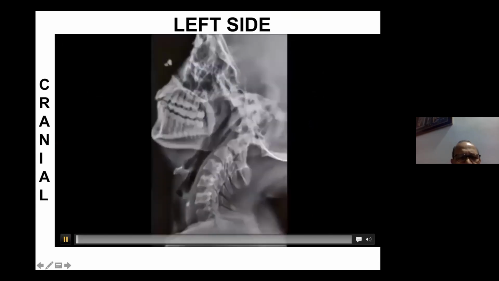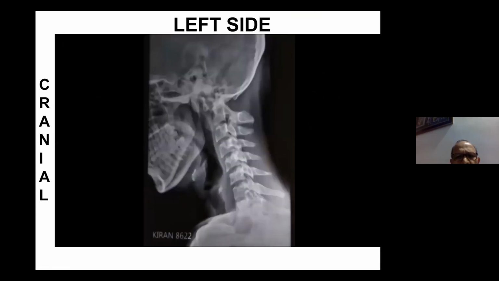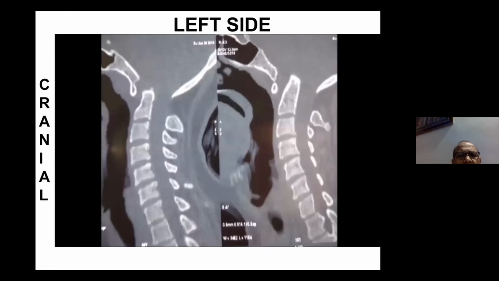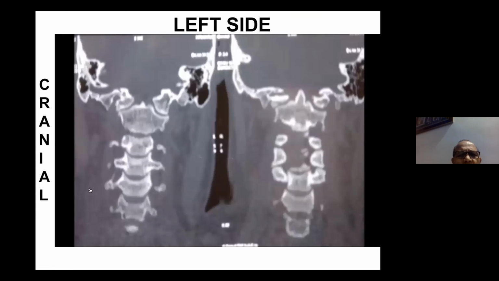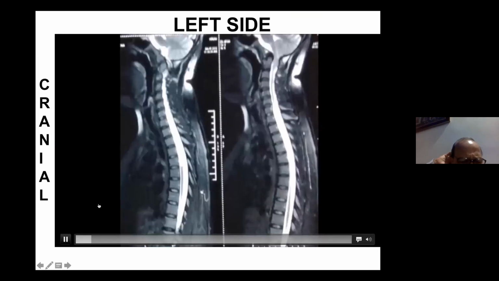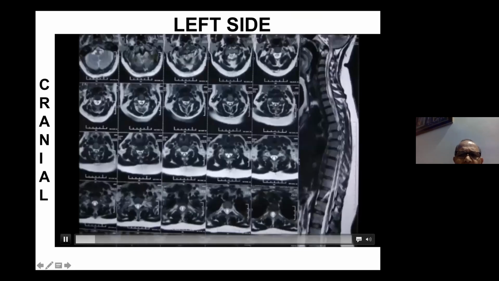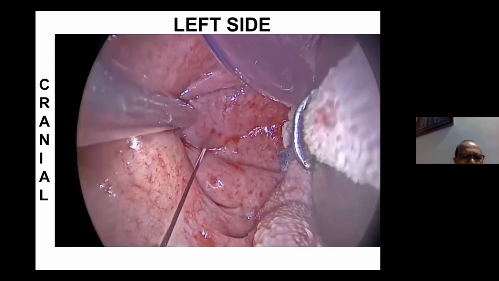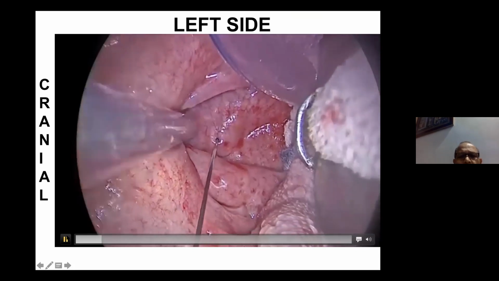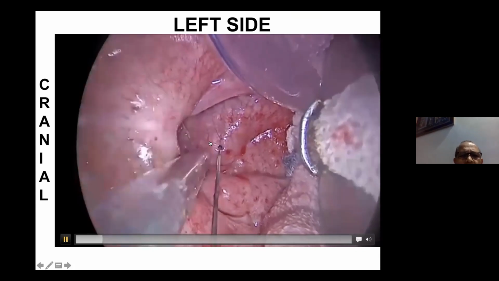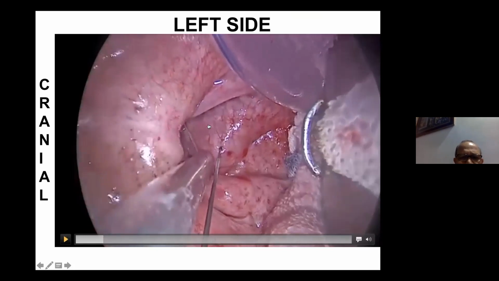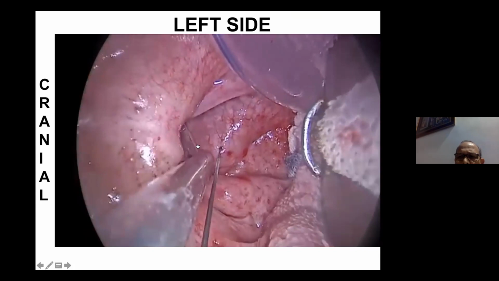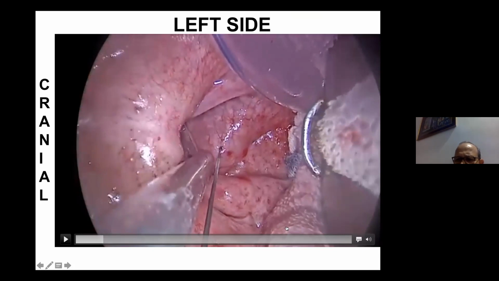So this was an odontoid decompression and fusion. Not a difficult case, but it was not reducible simply by flexion extension. So infiltration of xylocaine in the posterior pharyngeal wall. The uvula has been retracted superiorly. This is the cranial side, left side. I am standing on the right side of the patient. This is the posterior pharyngeal wall. The endotracheal tube is fixed on the left side, and this is the tongue retracted.